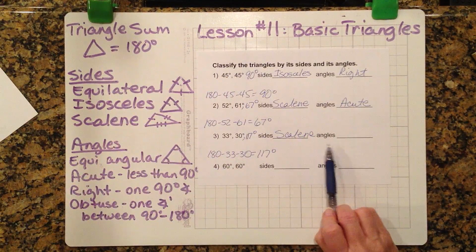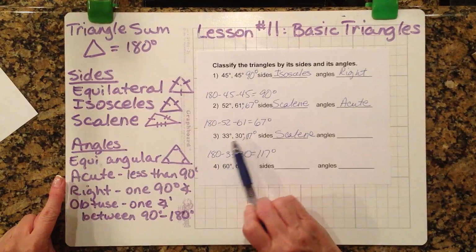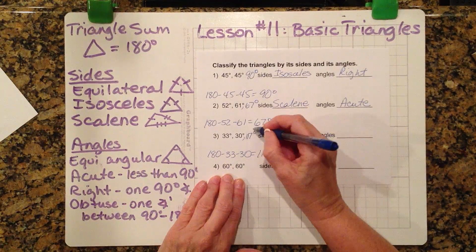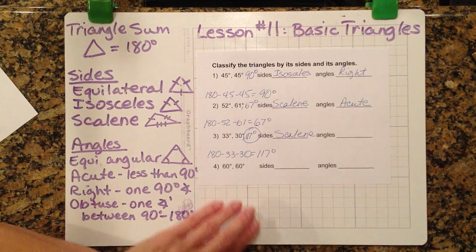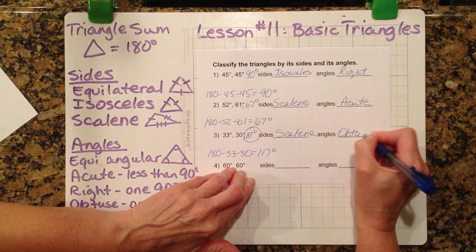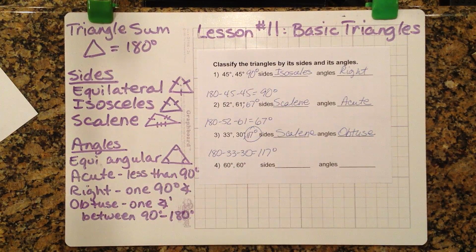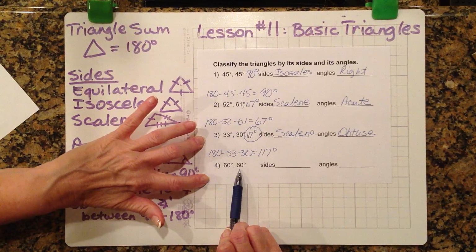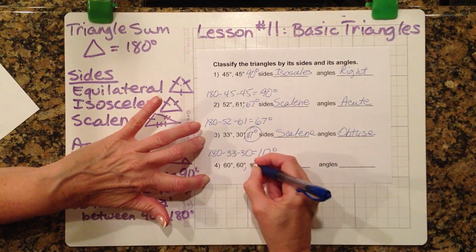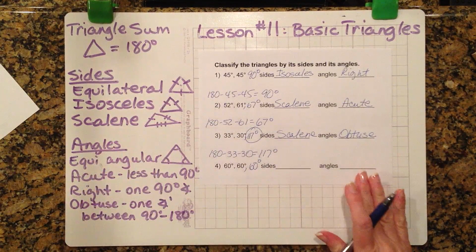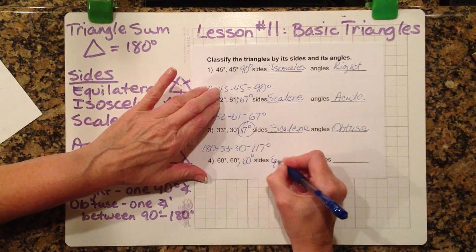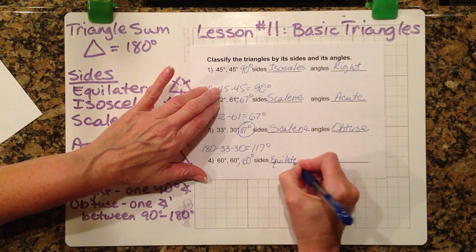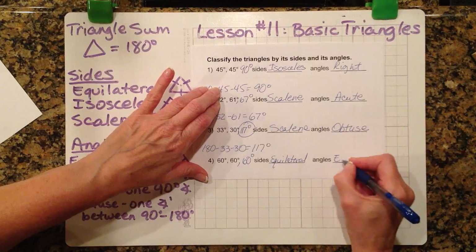And what about the angles? I don't see a right angle. These 2 are acute, but look at this big one right here. That's 117 degrees. That's between 90 and 180. So that is an obtuse triangle right there. One more. If I've got 60, 60, what's that third angle? 60, right? 60 degrees. That all adds up to 180. So all the angles and all the sides are congruent. So this is equilateral and equiangular.